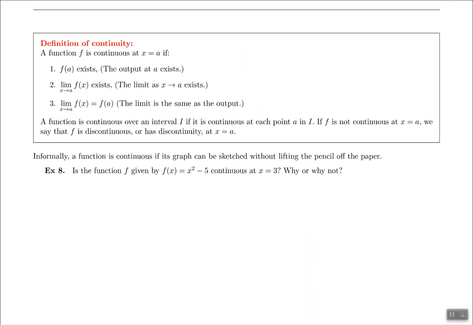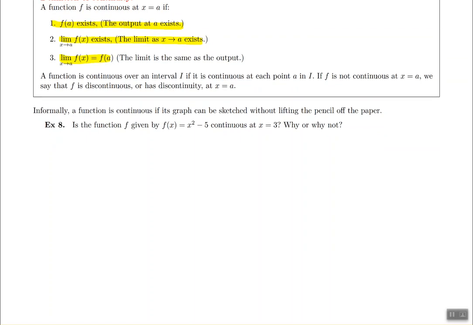So this is the theorem that I was just mentioning, or the definition if you want. So again, first check that the function exists, then check if the limit exists, then check that the numbers on the first step and the second step were the same. If they are, then great, that means you have continuity.